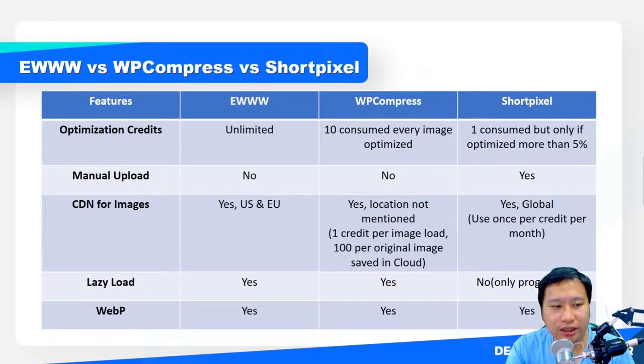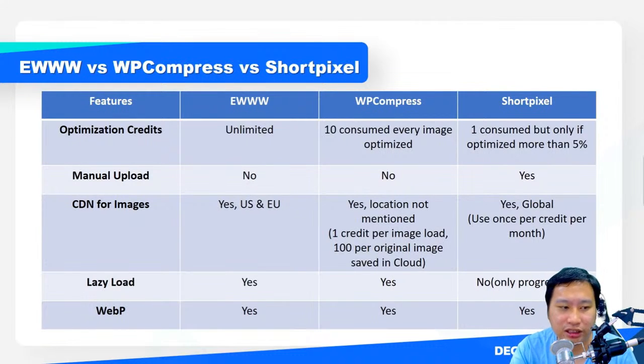Image optimizer, there is no manual upload feature, same for WP Compress. So you can't grab any images from somewhere else and upload it onto their optimizer and have it optimized, right? But with ShortPixel, they do have a manual upload feature on their website, and they accept 50 images every single time, right?